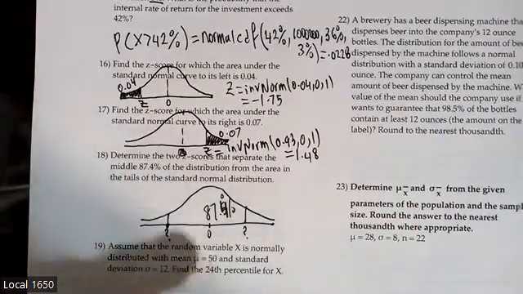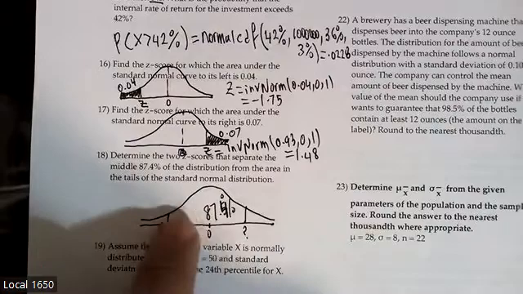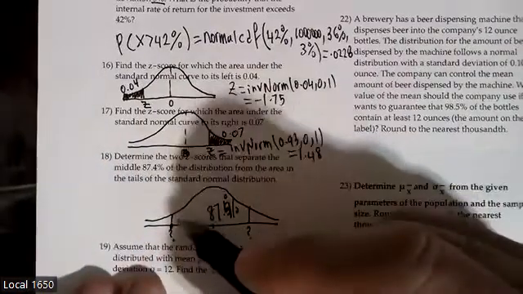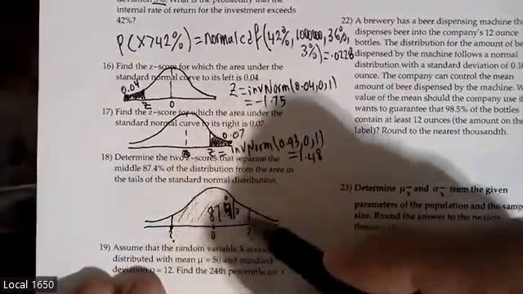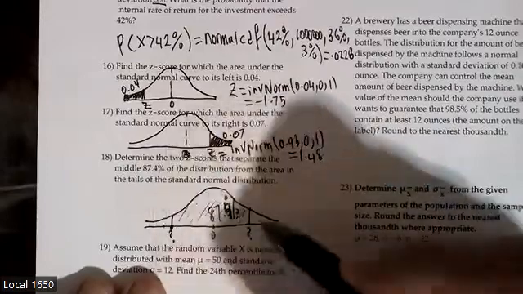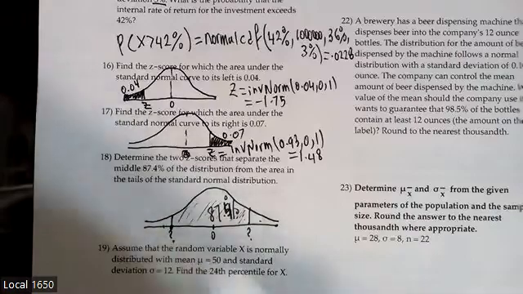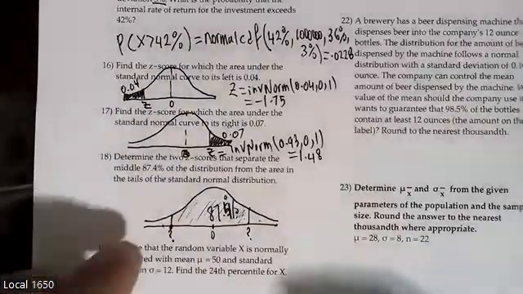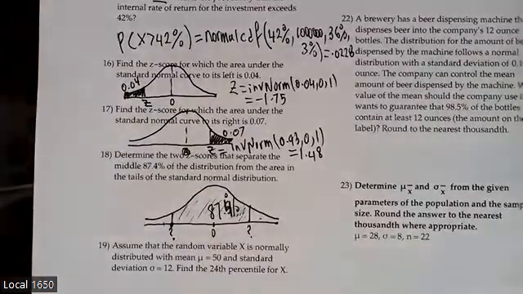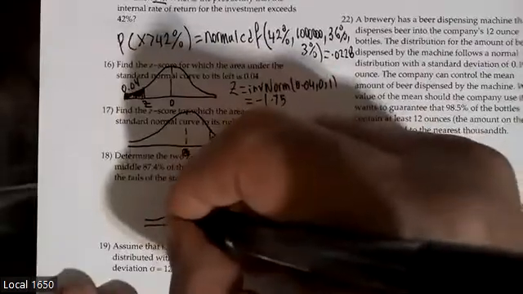But I'm going to ask you a question, guys. If 87.4% is this area right here, how much is left for the tails? 12.6. 12.6. Split them up because we have two tails. 6.3. Very good.